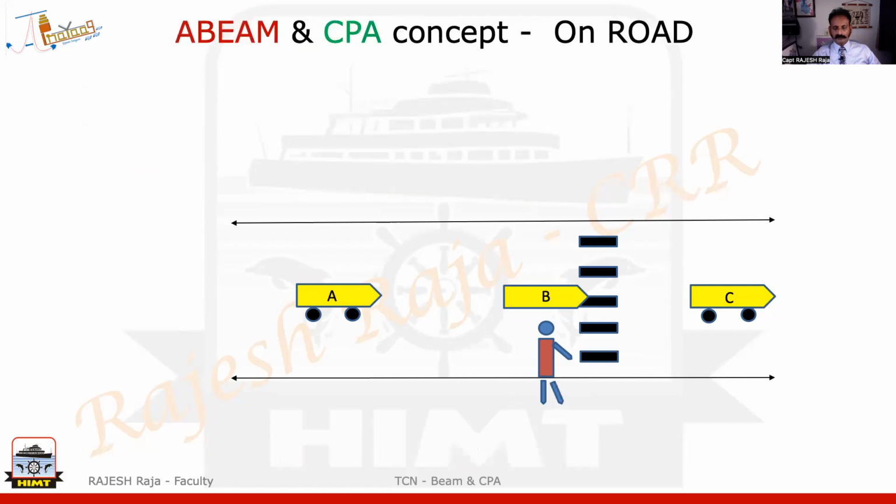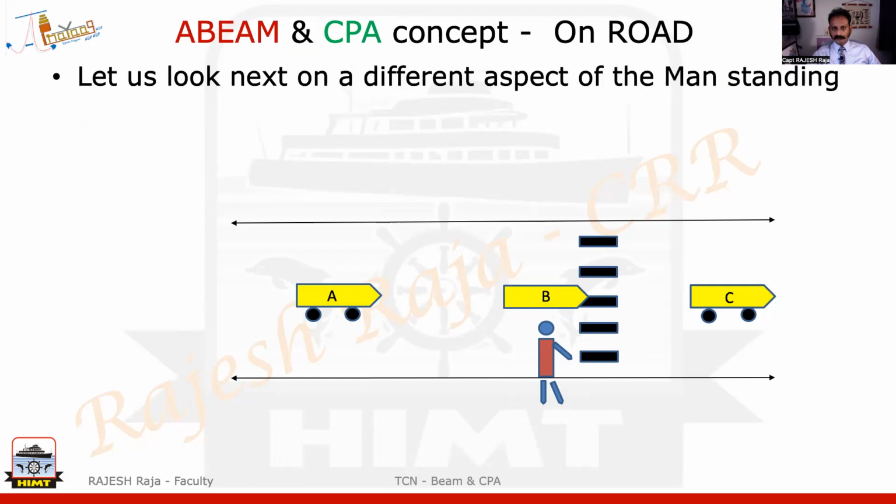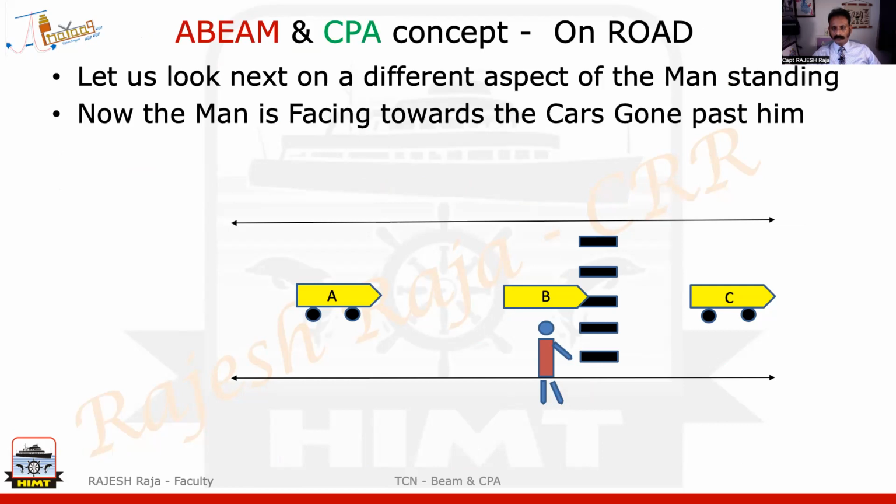I'm going to change the scenario. Cars are exactly the same. The road is same, but the man this time is not planning to cross the road. He's planning to walk along the direction in which the cars are passing. So please try to imagine the man is walking in the direction of, or facing the direction of, the arrow that I've shown you. Again, let us see what situation comes.